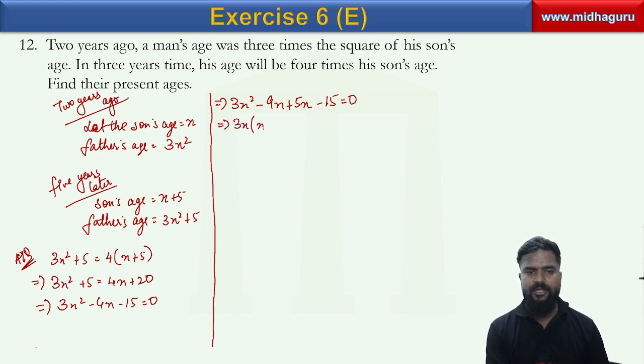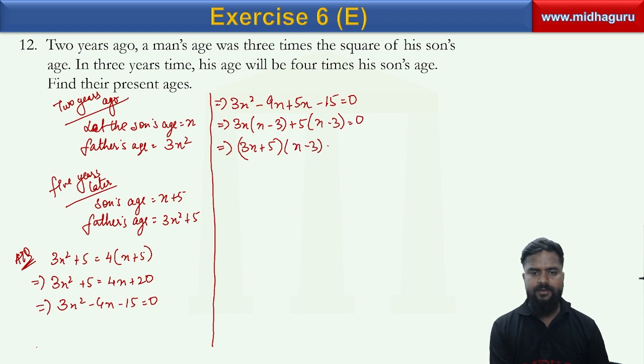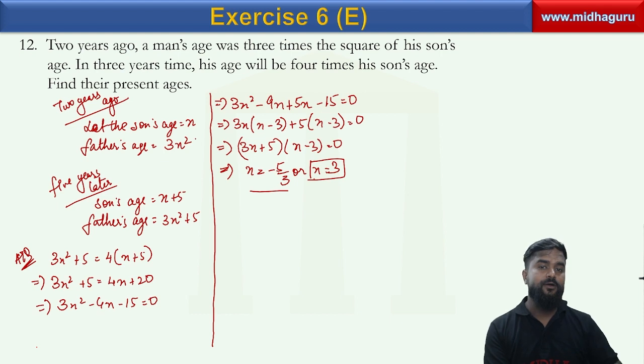So we take 3x common here, we get x minus 3. Then we take 5 common here, we get x minus 3. So 3x plus 5 into x minus 3 is equal to 0, which means x is either equal to minus 5 by 3 or x is equal to 3. Since x was an age, we cannot take it to be negative. So we'll take x as 3. Now remember that the son's age 2 years ago was x. So let's calculate for 2 years ago first.